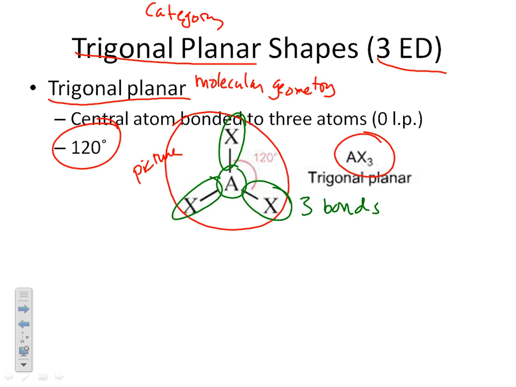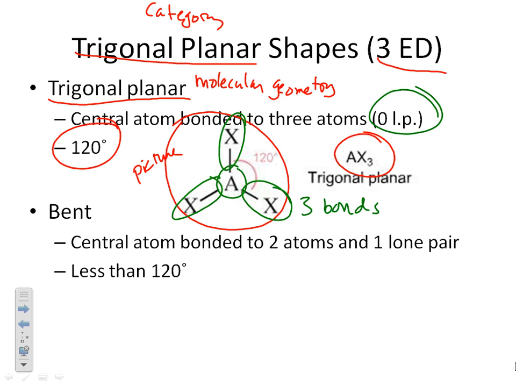But you look around A in the middle, you also don't see any lone pairs. So there are 0 lone pairs, right? 3 bonds and 0 lone pairs. But for the first time, because we didn't see this with the 2 electron domain category, we also have another molecular geometry that's within the trigonal planar category of shapes that is not identical to the name of the category, and that is the bent shape, the bent molecular geometry.